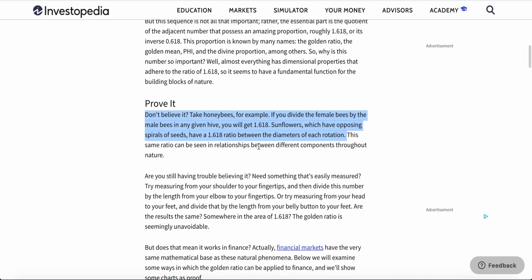So why is it important? Believe it or not, a lot of things in nature have some property where Fibonacci acts perfectly. For example, take honeybees. I just saw this and found it quite interesting. If you divide the female bees by the male bees in any given hive, you'll get 1.618. Look at that, 1.618. That's an important number. Also in the human body, I think the heart is located exactly at one of the ratios. So a lot of things in nature you can find.